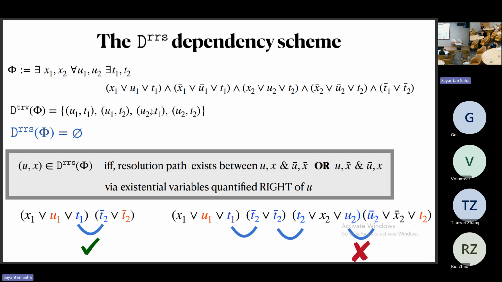And I say that this is a resolution path which says U1 T1, but that is not because I'm using a universal variable. So what I'm focusing on is from U to X, I can form a path using existential variables in opposing polarity, only existential variables and in opposing polarities to the right of U. So this is just a particular dependency scheme, the RRS dependency scheme.